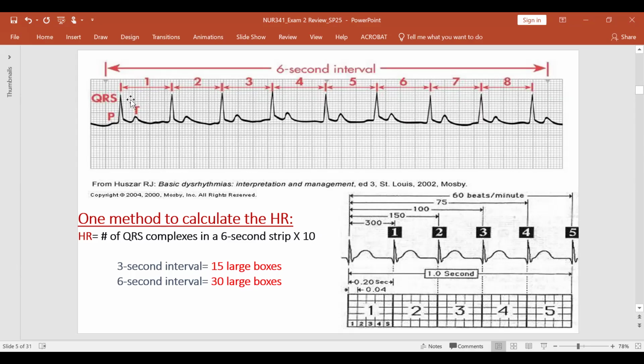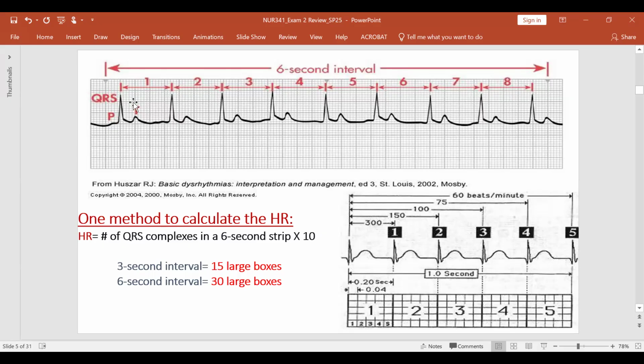If the distance from R wave to R wave is one large box, it's going to be 300 over 1, which is 300. So for a patient in whom the R wave to R wave is one large box, you'll see an R wave for every single large box. In other words, 300 over 1 equals 300, so that patient's heart rate is going to be 300.